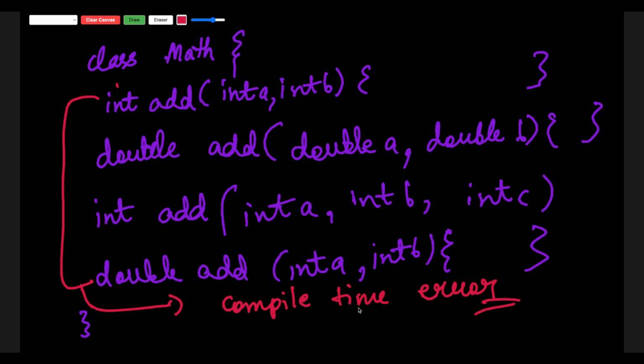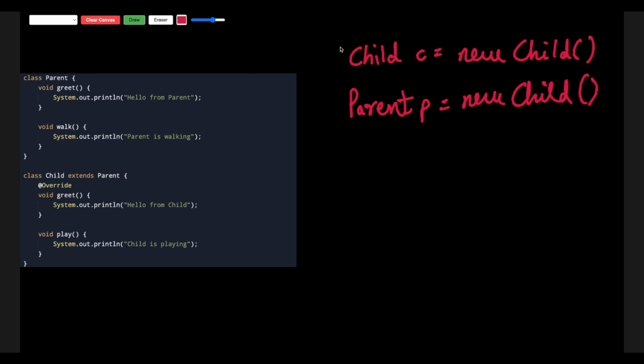So for overloading to happen, the name of the function should be the same, but the parameters should be different, either in terms of number or in terms of data type of the parameters. Now let's discuss method overriding. But before going over runtime polymorphism or method overriding, I want you to look at this example. Here we have a child class and a parent class, and some methods defined in each class.